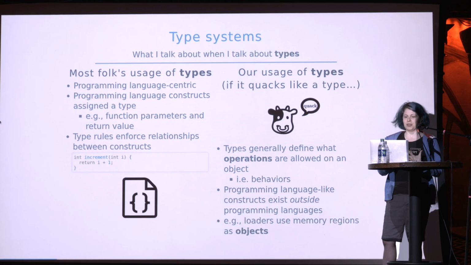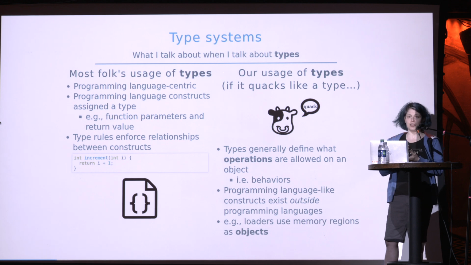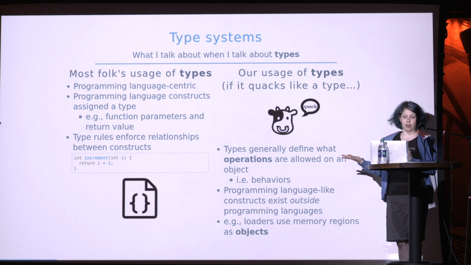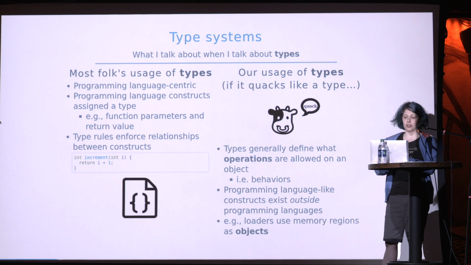So when I talk about type systems, I generalize a little more. Most folks' usage of types is programming language centric, and it applies to programming language constructs, data and function calls. Parameters of a function are assigned a type, as are return values, and it's up to the compiler or the runtime to ensure that data of the correct type are being passed to that function and being returned from that function. And these type rules will enforce these relationships between the different constructs.